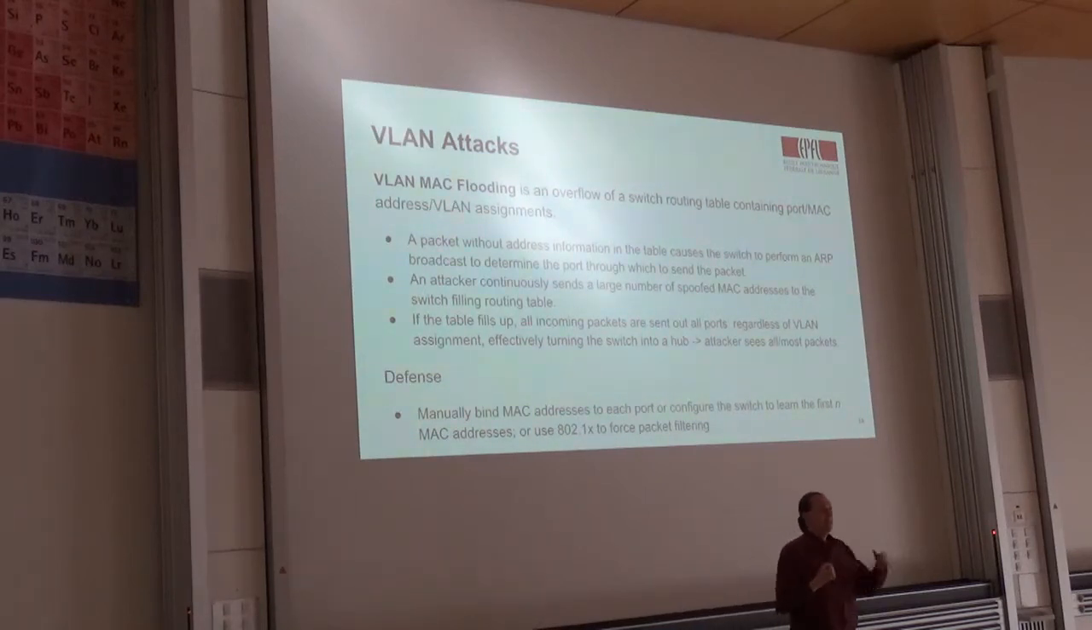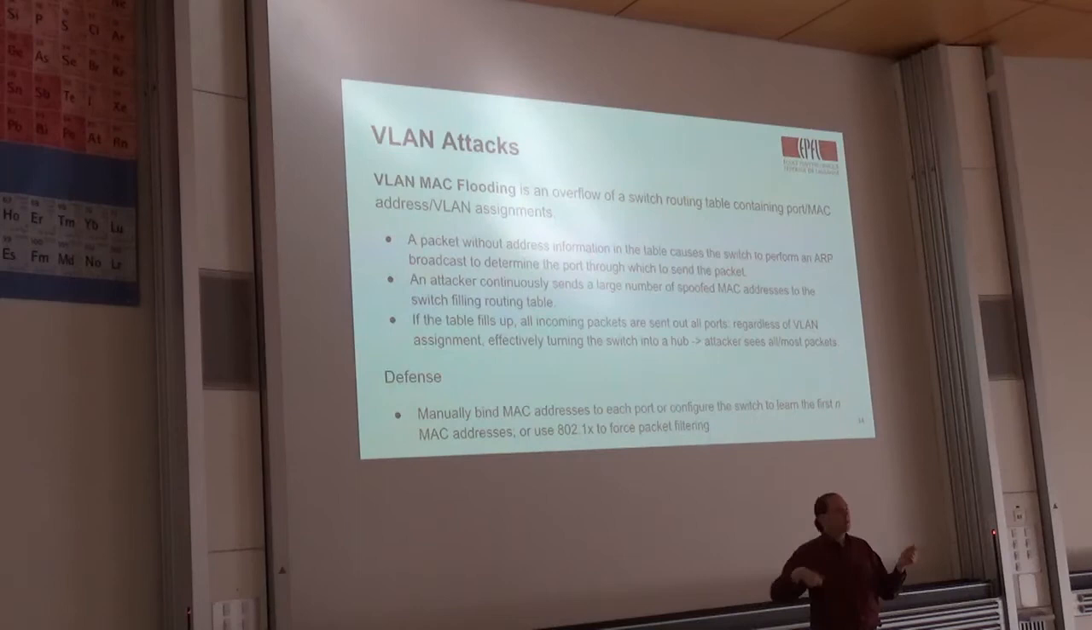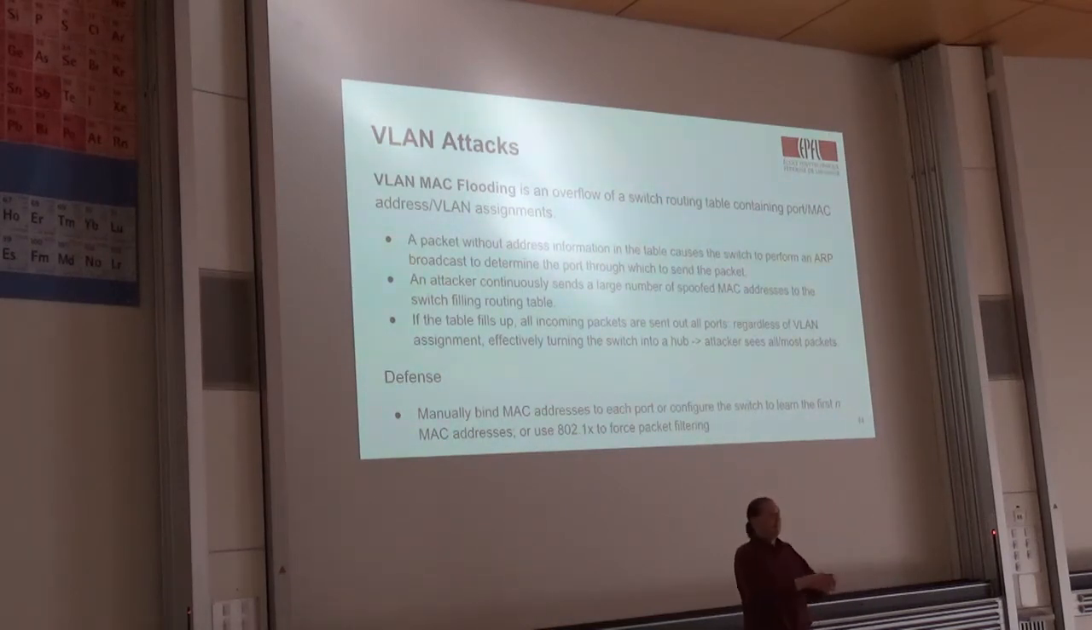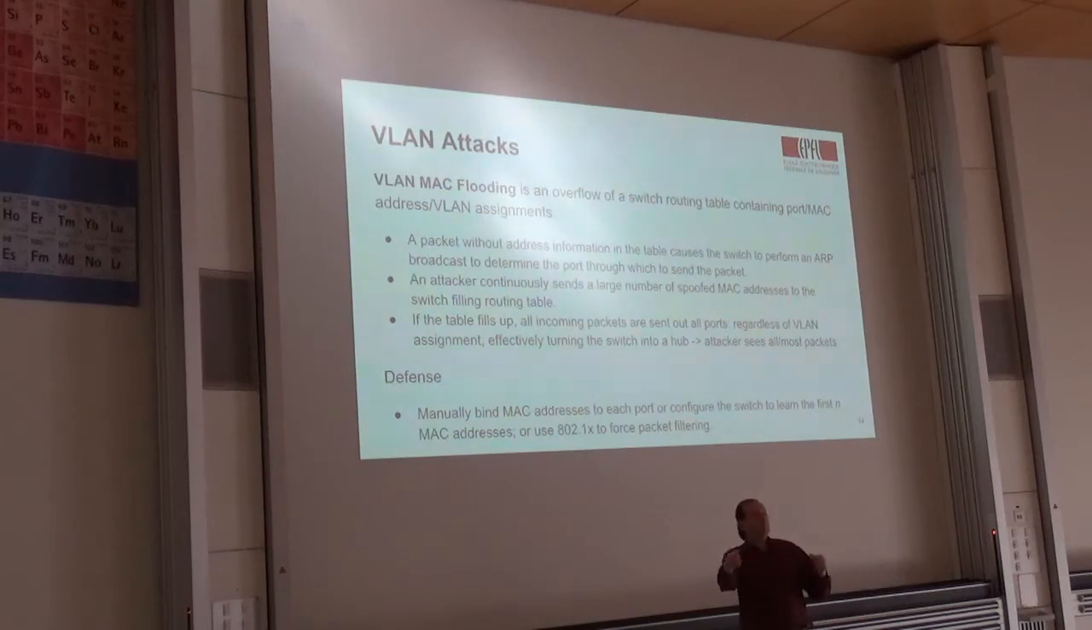So if Alice is talking to Bob, Eve, the eavesdropper, who's compromised another device on the same VLAN, will not normally see the Ethernet packets between Alice and Bob. But if Eve does this flooding attack and causes the switch to forget which ports Alice and Bob are on, then the next packets between Alice and Bob will become broadcast packets, and Eve will see those, right?